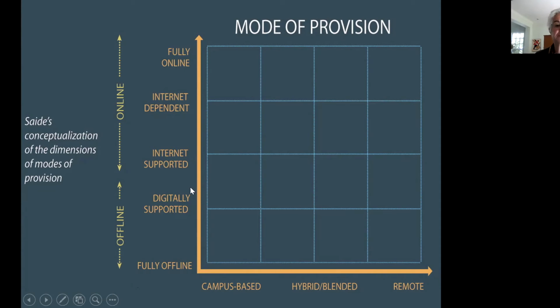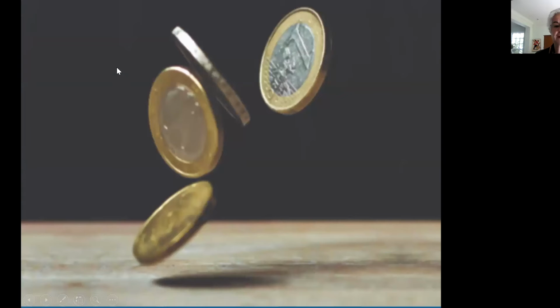The vertical axis talks about the technology that is used. And it moves up from being digitally supported, almost all education nowadays is digitally supported, to being internet supported, internet dependent, and then fully online. You'll see that we concur with Bates that these last three, internet supported, internet dependent, and fully online, make up online.